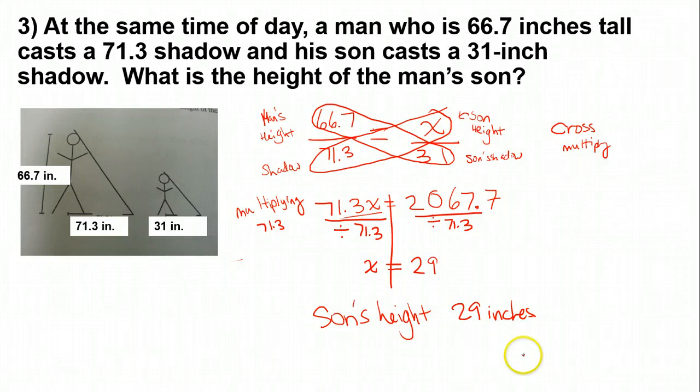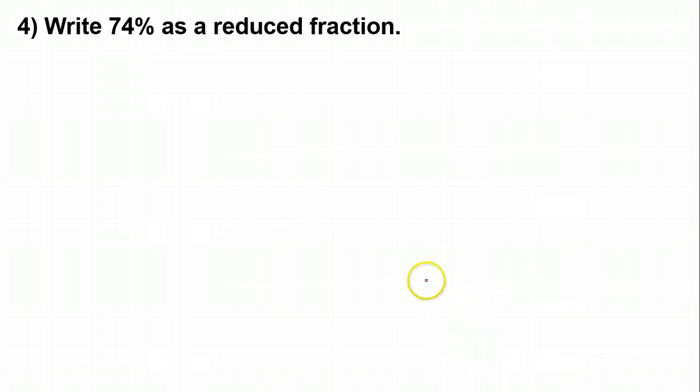Okay, so let's move on to number 4. It says reduce 74% as a reduced fraction. So you know 74, you know money, right? So if I had 74 pennies, how many pennies are in a dollar?